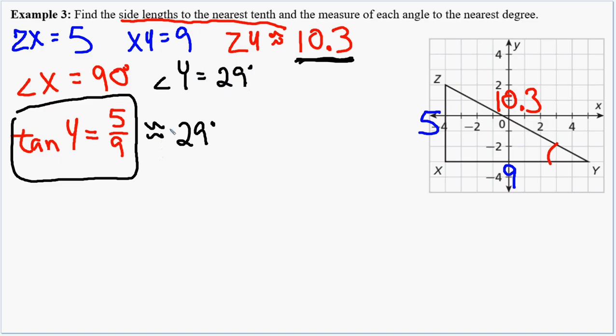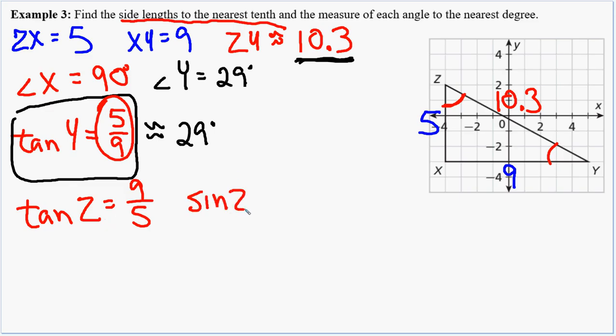Now, if we're confident in that answer, we could subtract and you find angle Z that way, but I like using my trig functions. So I'm going to set up for angle Z. We could do the tan of Z is 9/5. Notice it's just a reciprocal of this. We could also do the sine of Z is 9/10.3. We could do the cos of Z is 5/10.3. Again, any of those should give you the good answer.